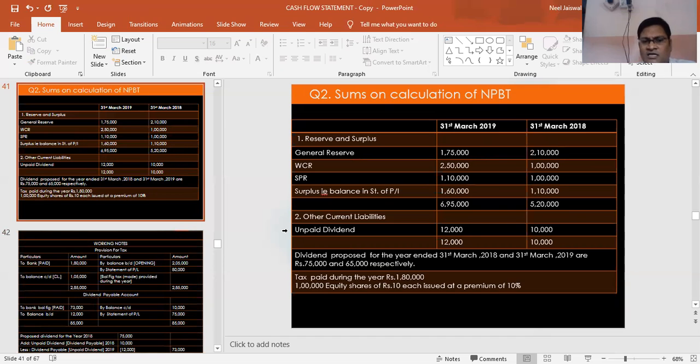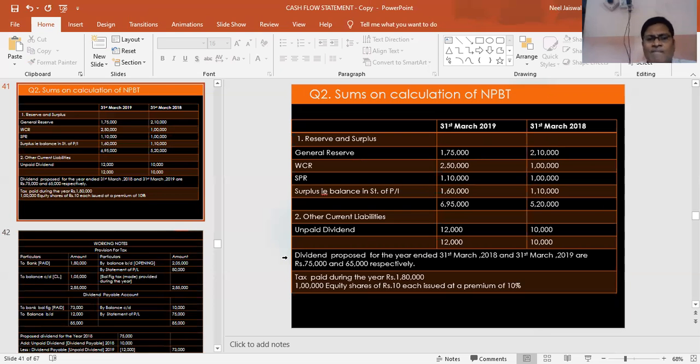So to begin with, we start with reserves and surplus. But see the adjustments, two adjustments are there. One is regarding dividend and one is regarding tax. There is one more adjustment, regarding issue of shares, but that is not required. Securities premium reserve is not required in the calculation of NPBT. They will go in financing activity. So we have only two adjustments: one is dividend and one is tax.